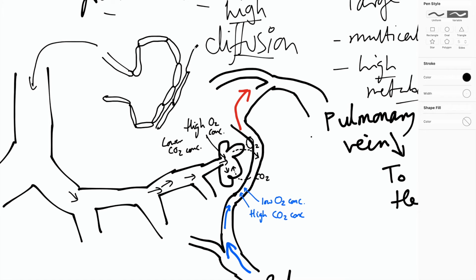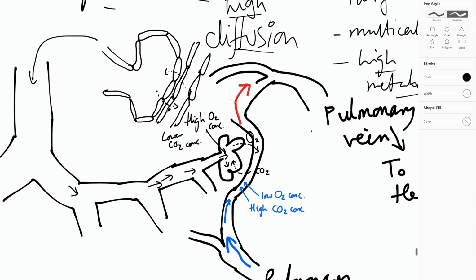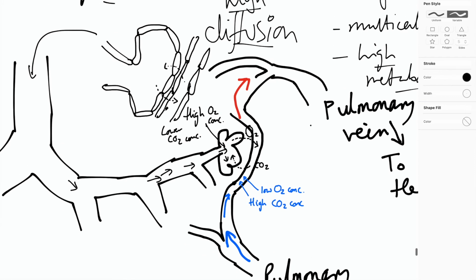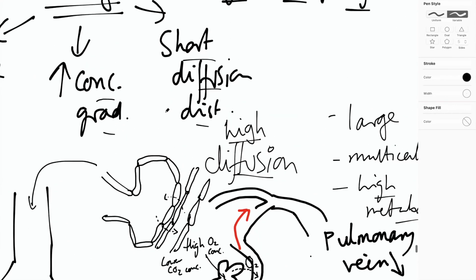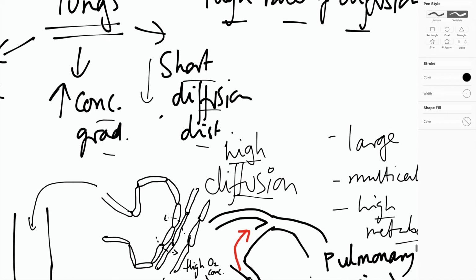So again, those things collectively minimize the distance. If I draw a capillary next to the alveolus, they're very, very close to each other. So the total distance that you need to diffuse through is quite small, or relatively small. Okay, so that's the diffusion distance, right? So we've maintained a short diffusion distance.